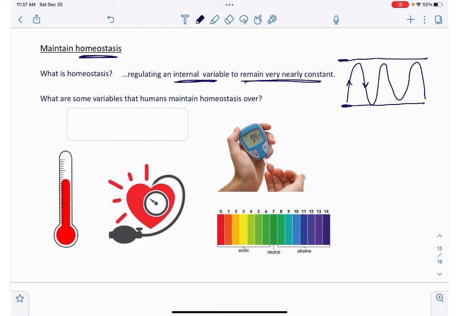So what are some variables that we as humans have to maintain homeostasis over? What is this referring to? Body temperature.